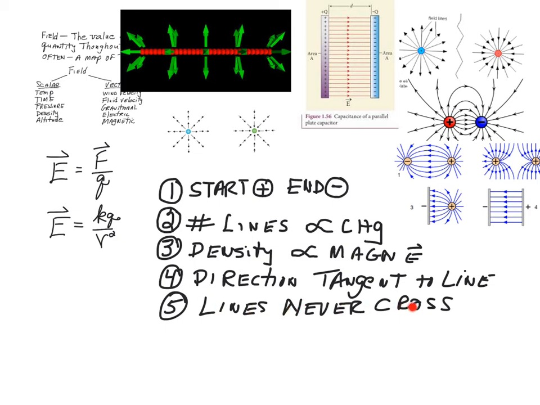And lines can never cross, because if 2 lines cross, that means there would be 2 different directions to the electric field, which is impossible. So when you have a unique direction, you'll see in a correct diagram, field lines will never cross. If you see them crossing, there's something wrong with the field diagram. So these are the rules that you need to learn.